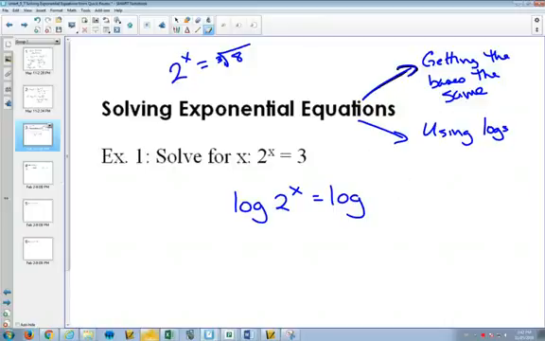3 looks a little high. There we go. So if I take the log of both sides, I now have log 2 of x equals log 3. Your job now is to use all of your new log laws to try to get x by itself. Do we have any log laws that we could use here?